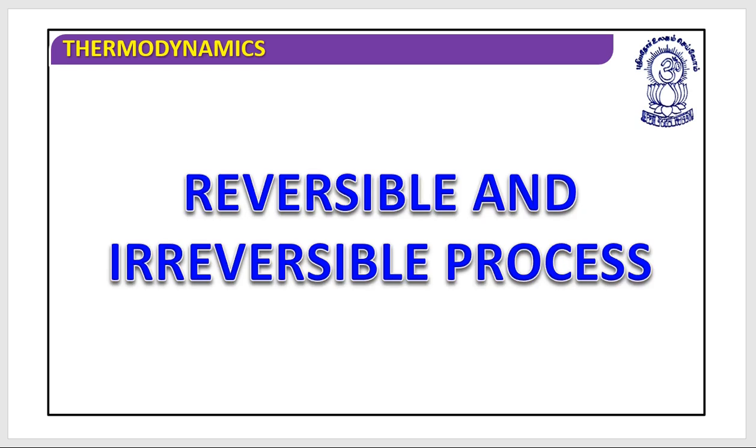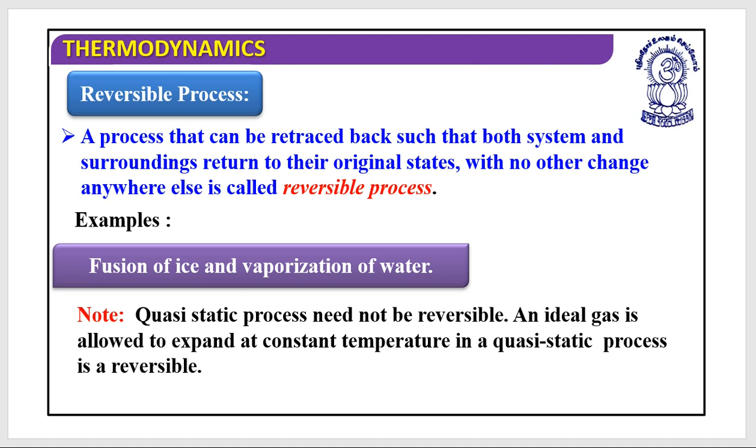In today's class, first we will discuss reversible and irreversible processes. Let's have a look at what a reversible process is. A reversible process is a process that can be retraced back such that both the system and the surroundings return to their original states with no other changes anywhere else.